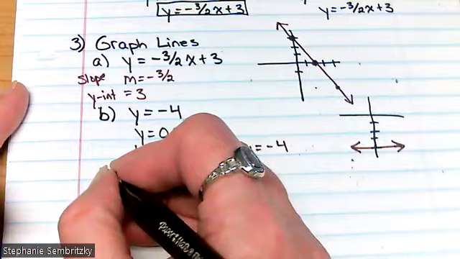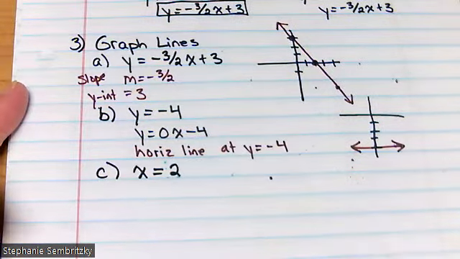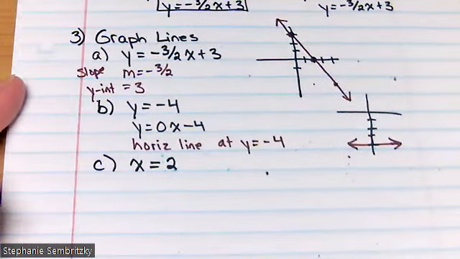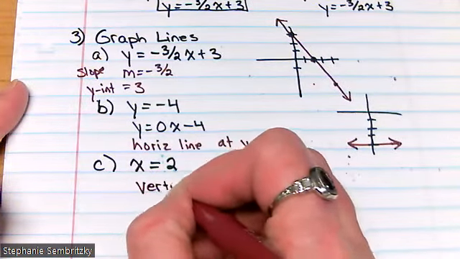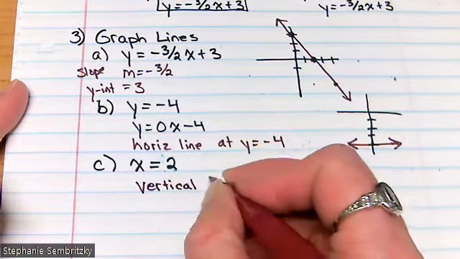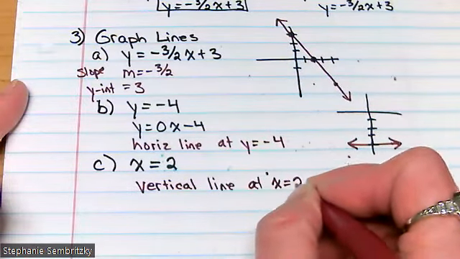Ooh, might as well do this one too. What if it was x equals 2? Well, y equals negative 4 was a horizontal line. So this is going to be a vertical line at x equals 2.